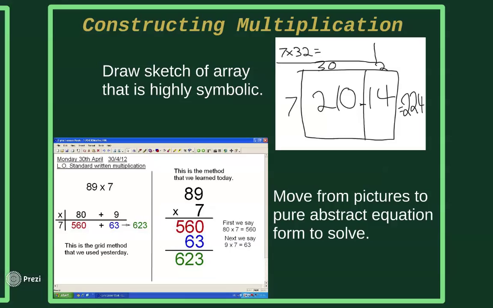Eventually, as you see on the bottom left, we can move away from this box method altogether and just use the symbolic form, remembering the whole time what those numbers represent physically. Having the box method to start with enormously helps students understand place value and why, when multiplying 89 by 7, that means 80 times 7 plus 9 times 7, not 8 times 7 plus 9 times 7. Okay, so that's a brief overview of constructivism as it applies to teaching and learning math.